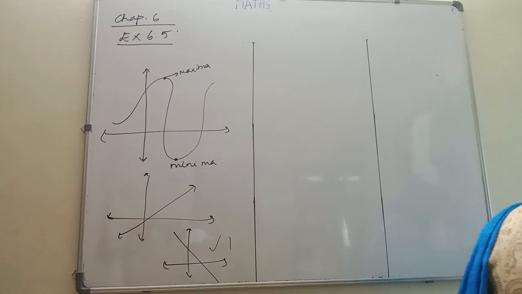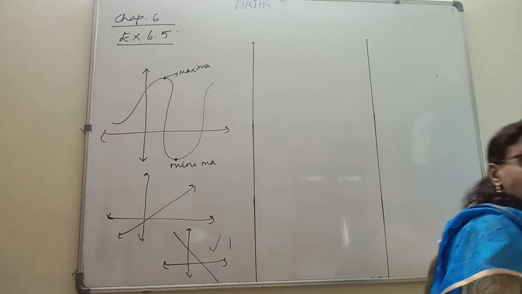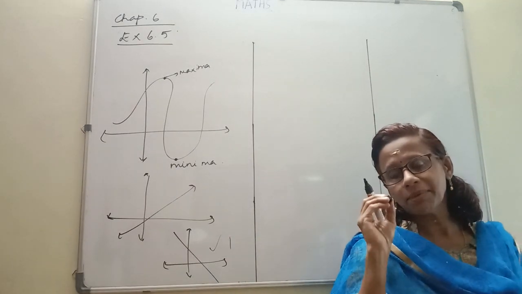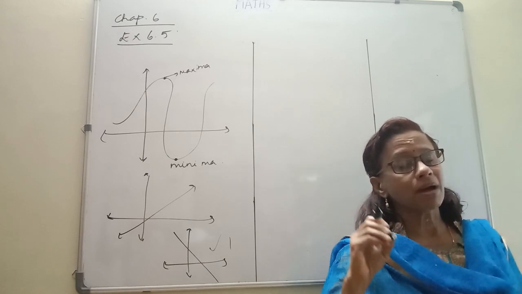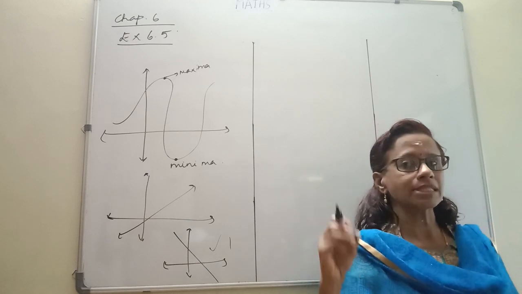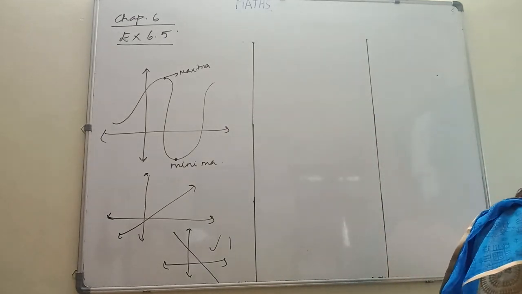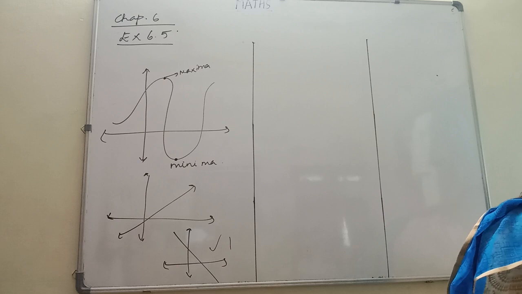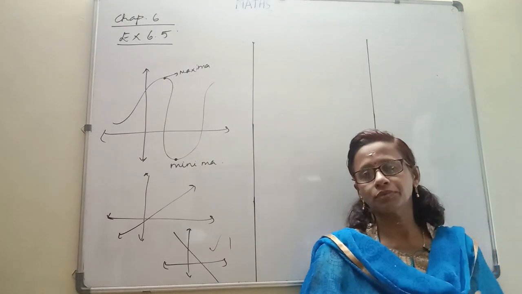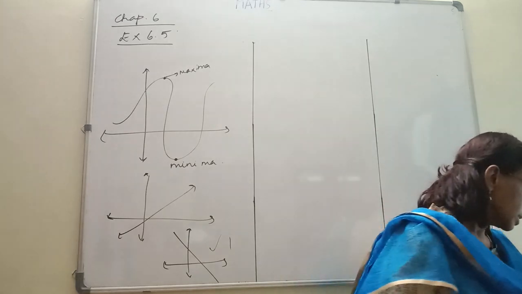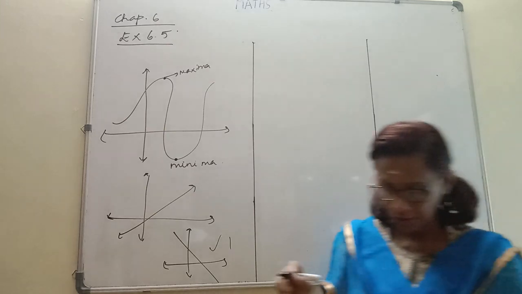Exercise 6.5, question number 1: find the maximum and minimum values. Maximum and minimum values means the value of f they are asking. Sometimes they will ask for the maxima and minima point, that is x. Find the maximum and minimum values, if any, of the following functions. They give us the functions and ask where the function's value is maximum and minimum. So let's take the first question, first subpart: (2x minus 1) the whole squared plus 3.